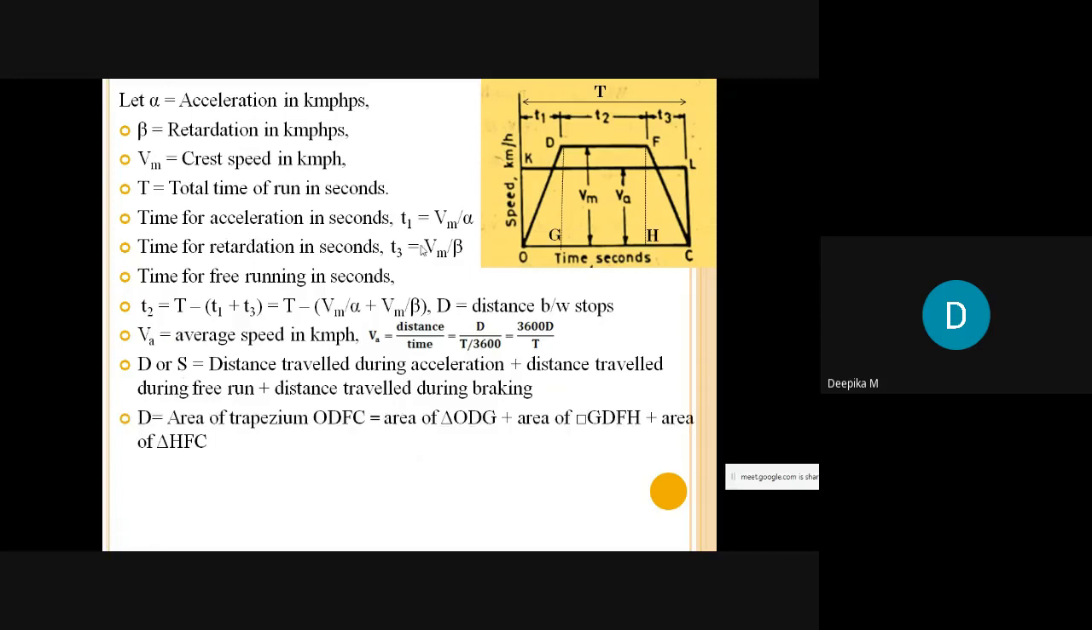Means what? It is actually nothing but the area of trapezium, that is ODFC. So why have I simplified the curve into a trapezium? Because the trapezium is a proper geometrical figure. If I calculate the area under that curve, then I can calculate the distance between the two stops.